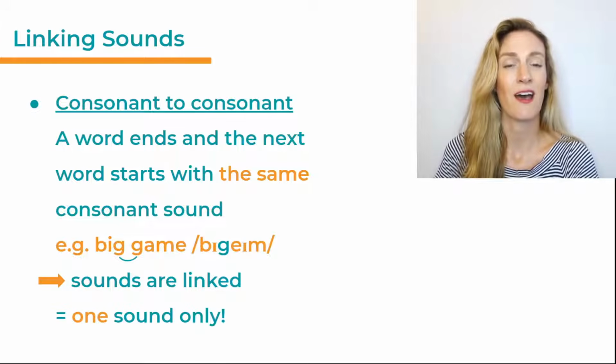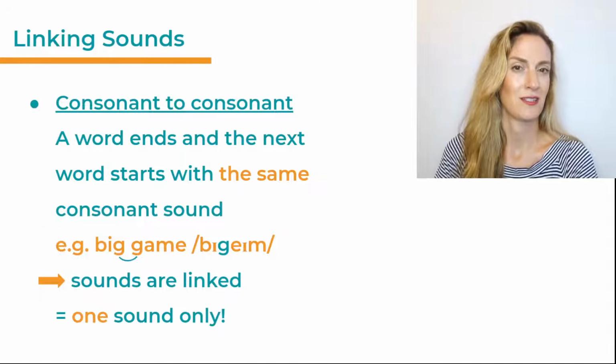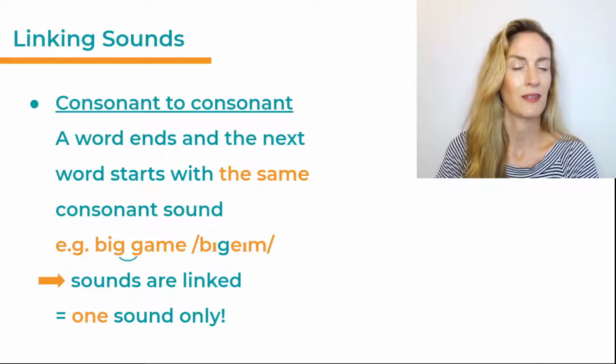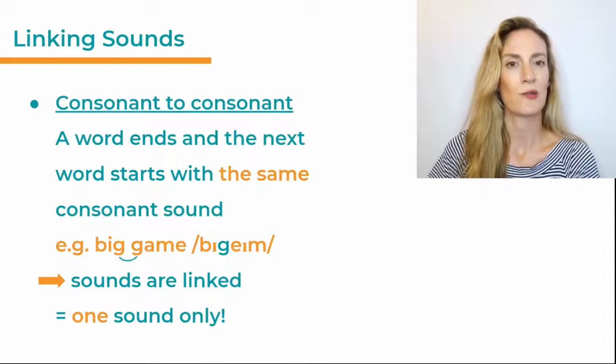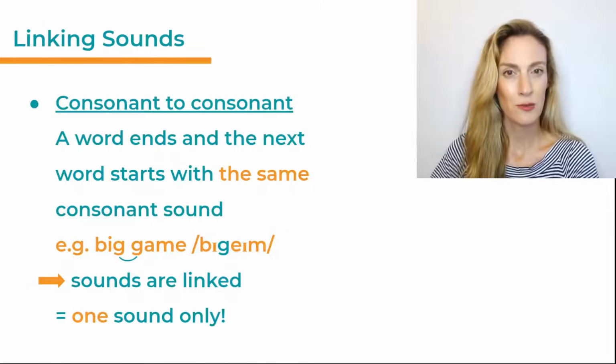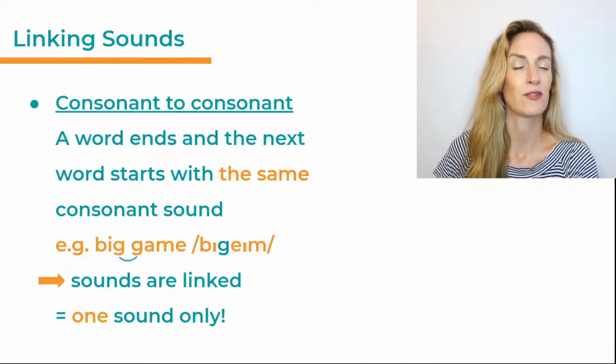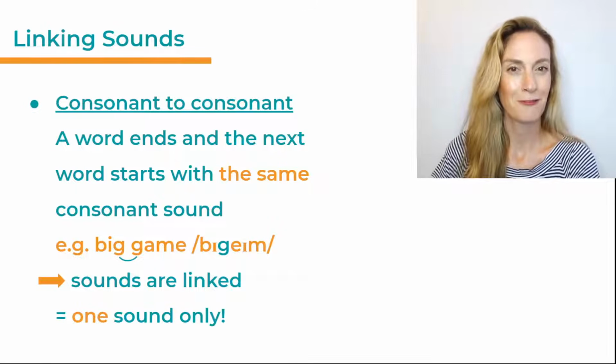The sounds are linked. If we wanted to say two sounds, we would have to pause in the middle, big game, but that would slow us down and we would not sound very fluent. So in natural speech, there's definitely linking, only one g sound, and you can speak really fast.